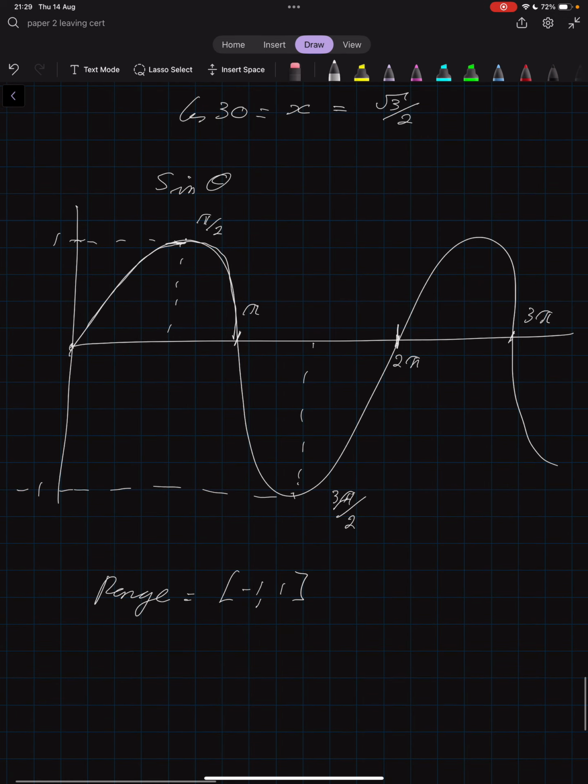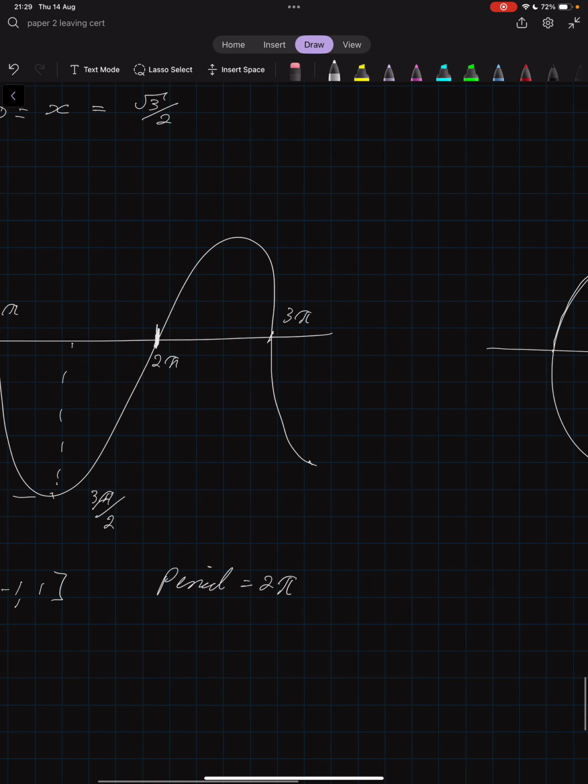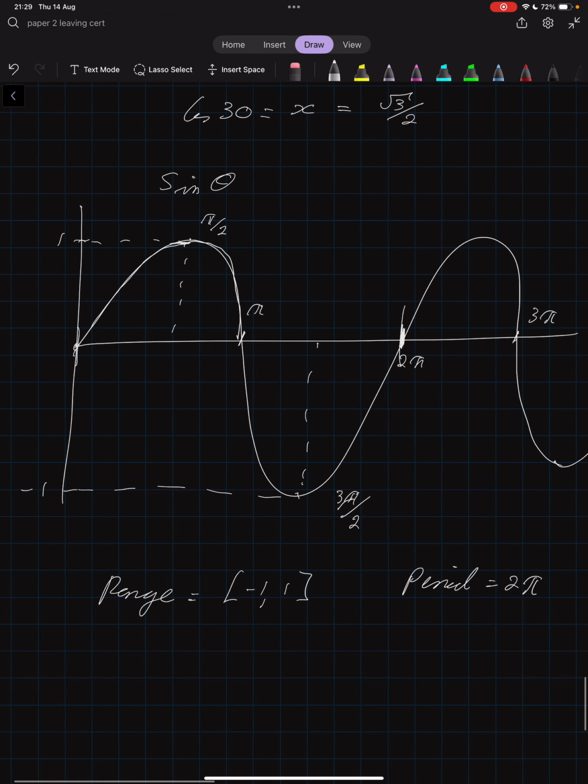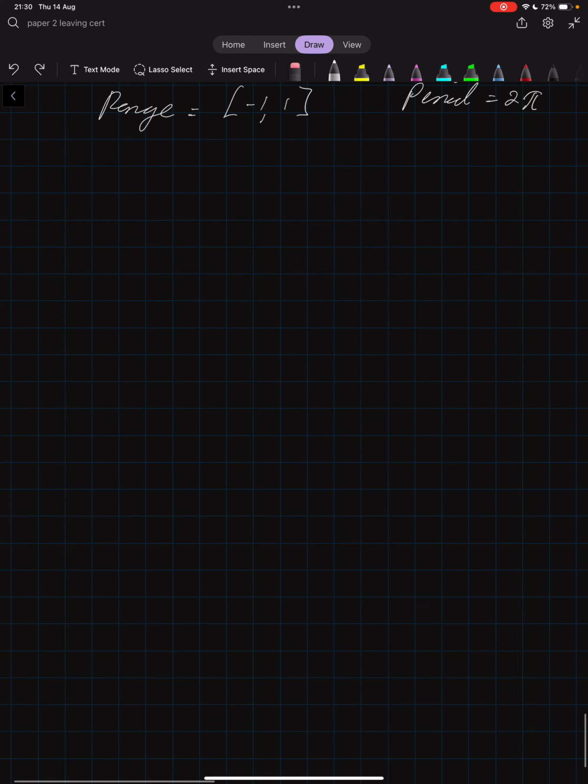And then the period is equal to 2 pi. The period is basically how long does it take before it repeats? It takes this. Okay? So if you just kept going, this looks the exact same as this. That's the idea there. So the period is just how long does it take for it to repeat. Cos is very similar.